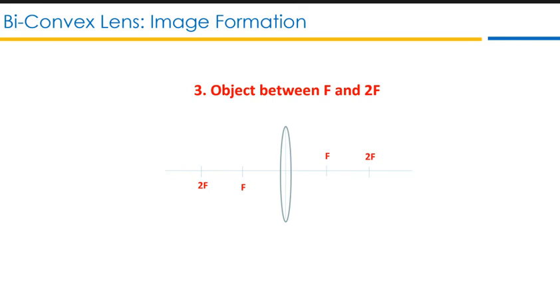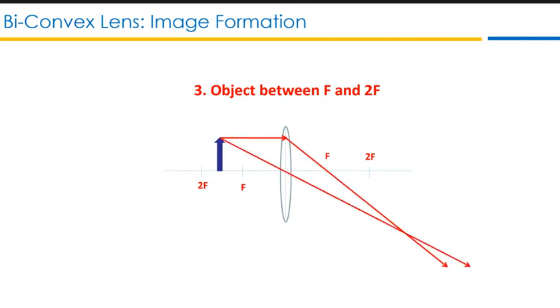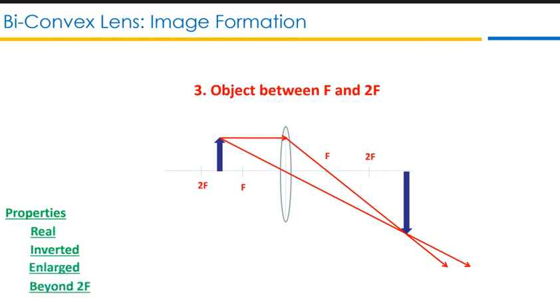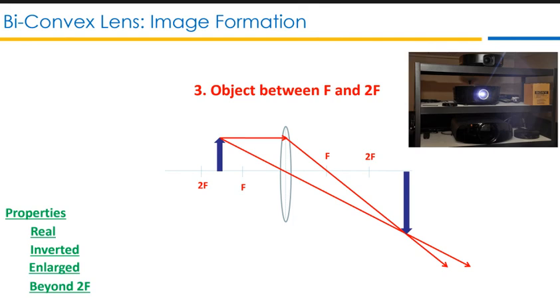All right, so what about when the object is made closer and it's between f and 2f? So we take the same two rays again, and now we can see a larger image. So this acts like a magnifier or a projector. So a projector uses these kinds of lenses to make larger images of small images and show us on a screen. So it's real, it's inverted, it's enlarged, and it's beyond 2f. And the application is the projector.